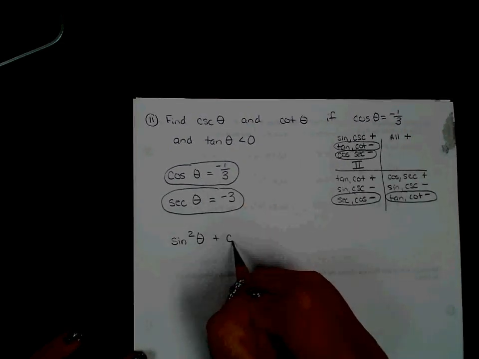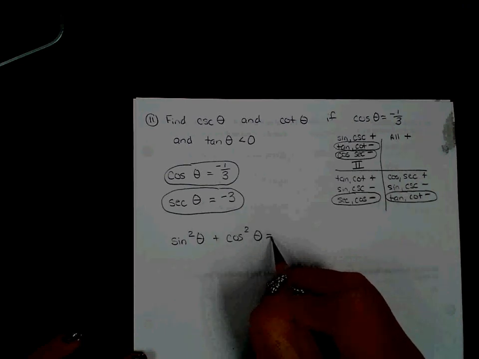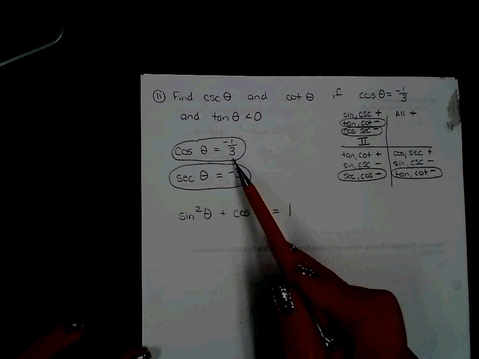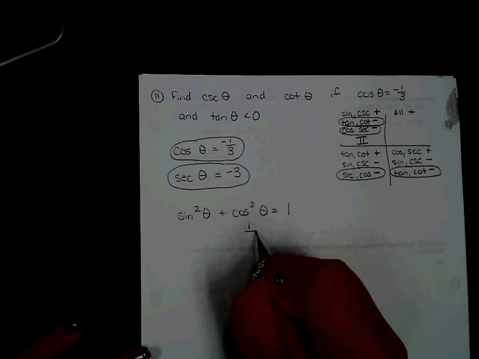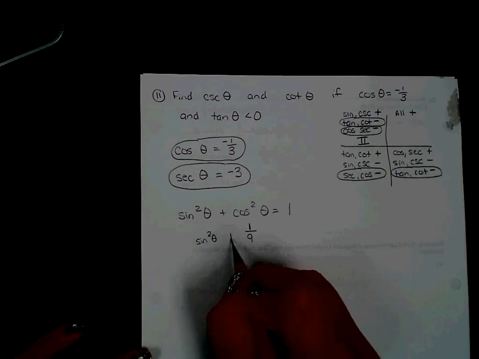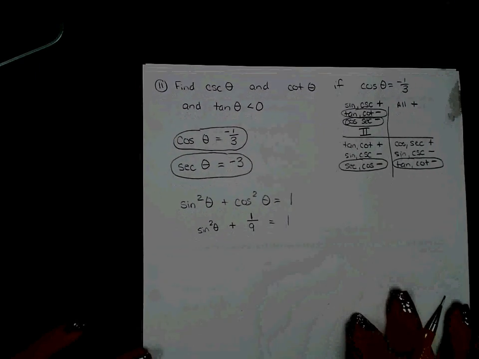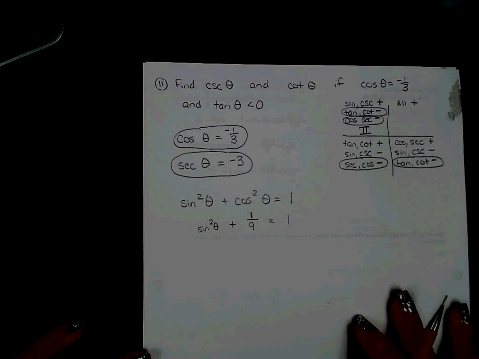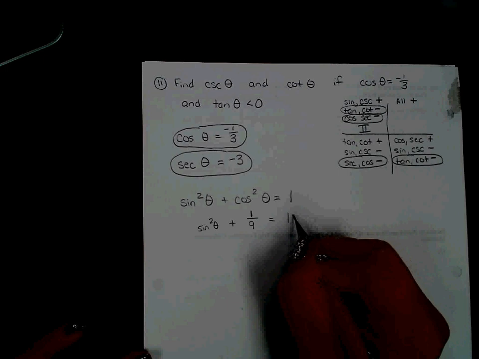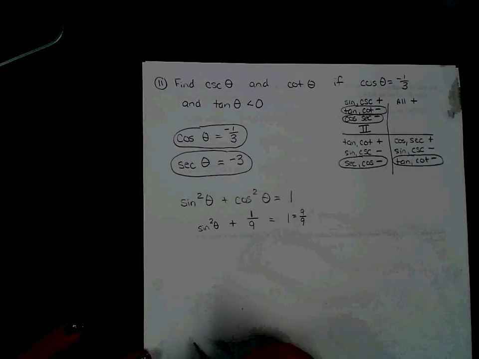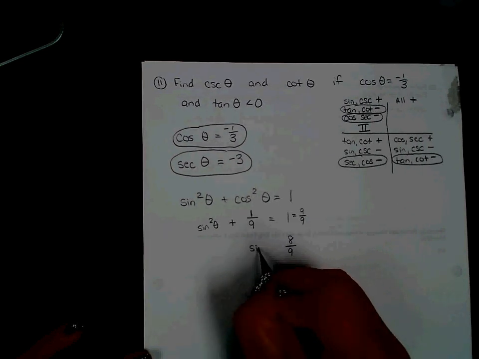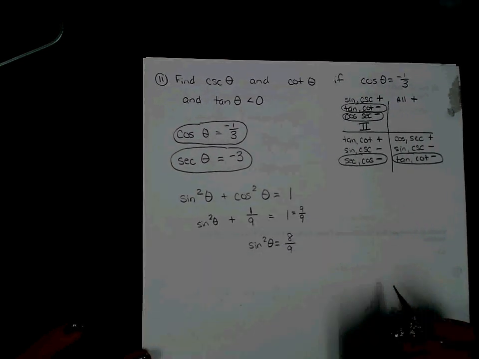And that one says sine squared plus cosine squared equals 1. Okay. Cosine is negative 1/3. When I square that, I get positive 1/9. Negative 1/3 times negative 1/3 is positive 1/9. Negative times negative is positive. 1 times 1 is 1. 3 times 3 is 9. I move it to the other side. This 1 is 9/9. So if I move 1 over, I'm going to have 8/9. So sine squared of theta equals 8 over 9.